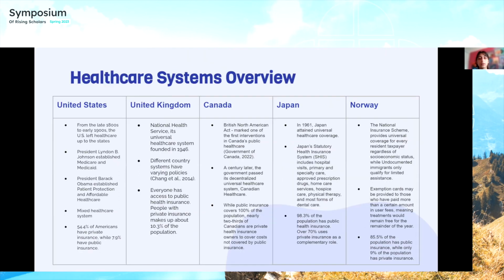So here's a little healthcare system overview. I compared the United States to four other developed countries with universal healthcare systems because the United States has a mixed economy system. So basically that means that it's comprised of private and public insurance. And while these four other countries with the universal healthcare system also have private insurance, everyone, regardless of race or income, has access to public health insurance.